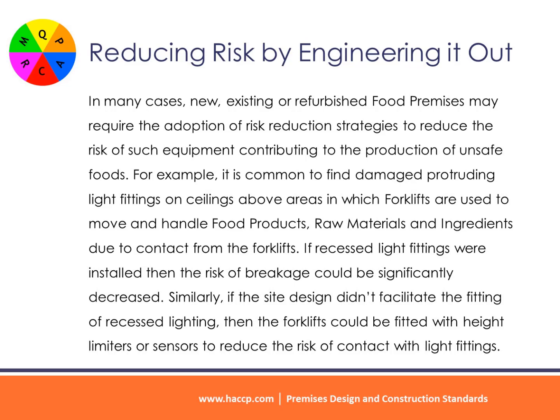Reducing risk by engineering it out. In many cases, new, existing or refurbished food premises may require the adoption of risk reduction strategies to reduce the risk of such equipment contributing to the production of unsafe foods. For example, it is common to find damaged protruding light fittings on ceilings above areas in which forklifts are used to move and handle food products, raw materials and ingredients due to contact from the forklifts. If recessed light fittings were installed, then the risk of breakage could be significantly decreased. Similarly, if the site design didn't facilitate the fitting of recessed lighting, then the forklifts could be fitted with height limiters or sensors to reduce the risk of contact with light fittings.